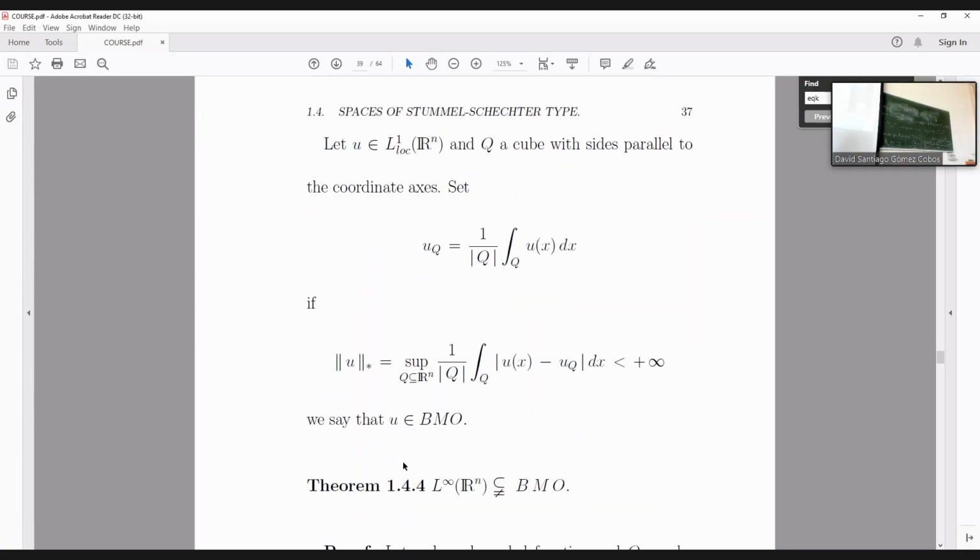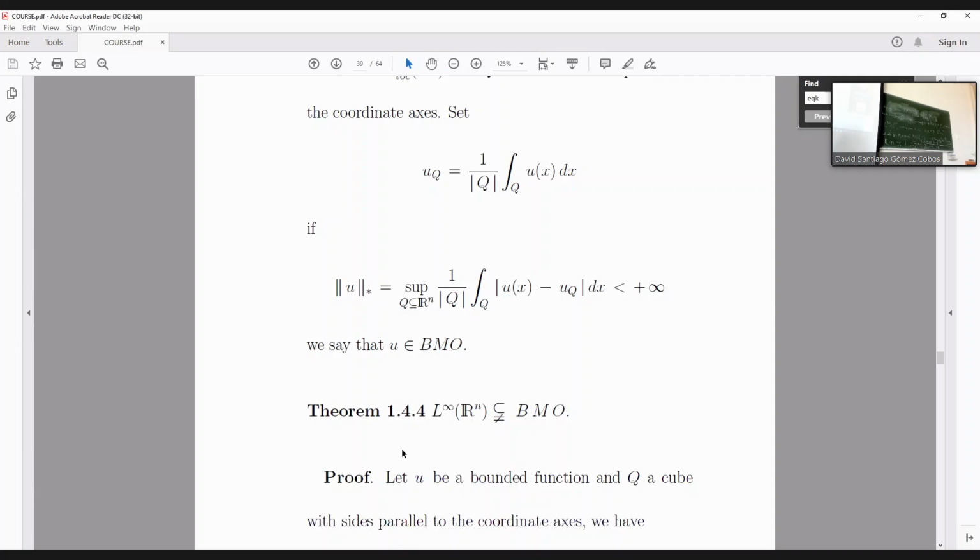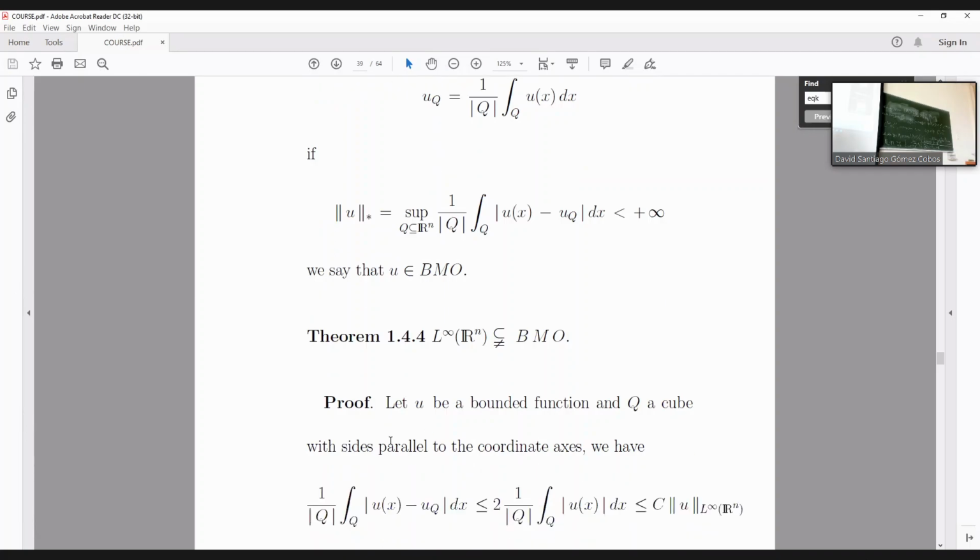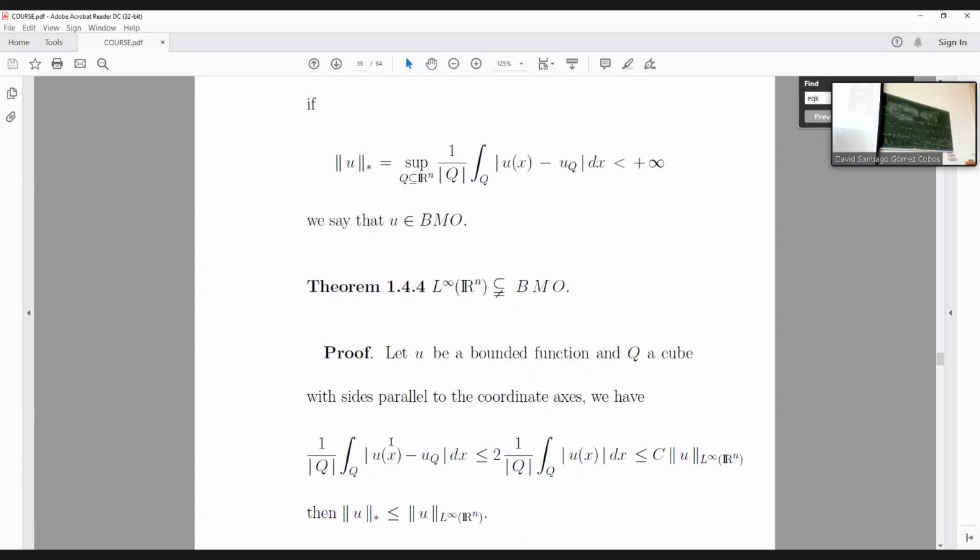So there are some studies where aij are in BMO. But what I wish to point out is that L infinity is not contained in BMO. So we can prove that there exist functions that are in L infinity but not in BMO. Why? For example, let us consider a function u that is bounded in a cube Q with sides parallel to the coordinate axes.